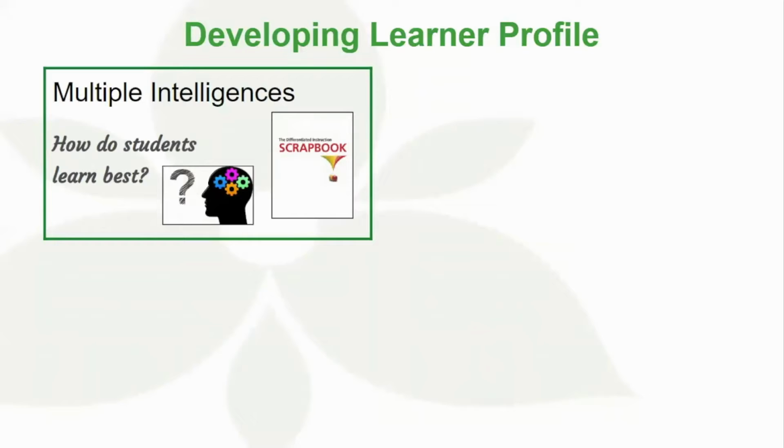Multiple intelligences is another important component of the learner profile. Students need to understand how they learn best as second language learners so that educators can ensure that lessons address the various ways that students learn. The Differentiated Instruction Scrapbook from EduGains provides strategies for responding to the learning preferences, interests, and readiness of individual learners. Some examples include using a song to teach new vocabulary, having students physically follow directional instructions, or displaying images to support their understanding of classroom expressions.